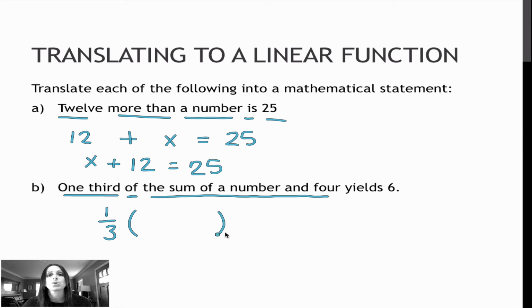So I really want to make sure that I'm going to put parentheses because I want it times the entire sum, in this case of a number, which is X, and 4. And notice I'm putting that plus sign because it was the sum of a number and 4. So this is the sum of a number and 4, and this is a third of that sum. And then yields, of course, means equals, and then 6.